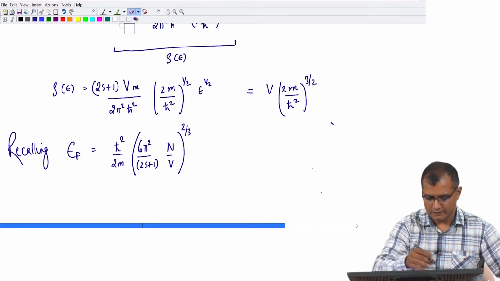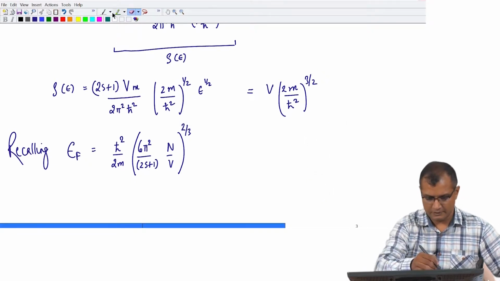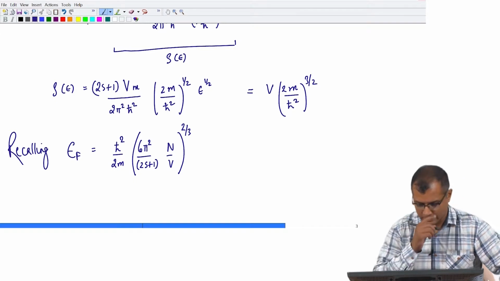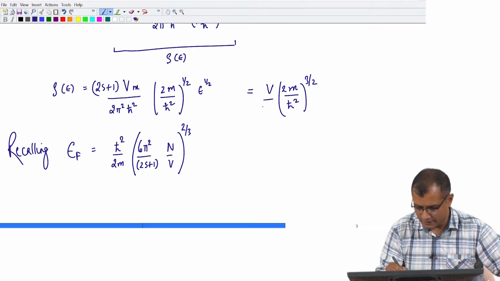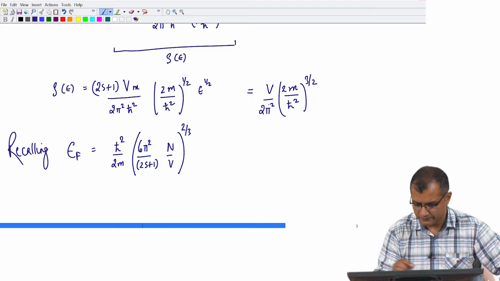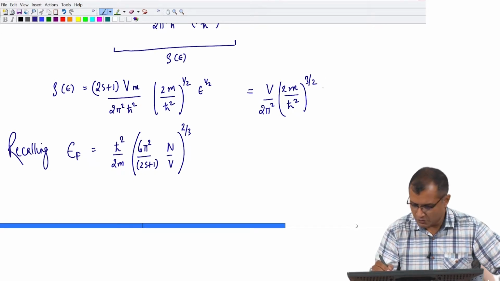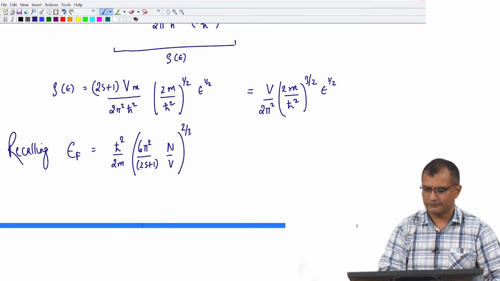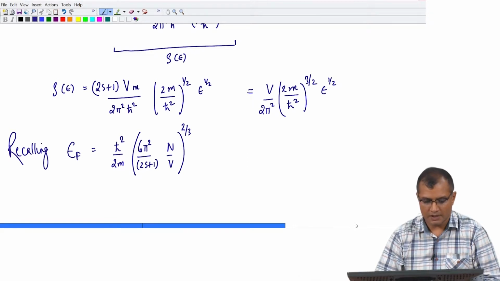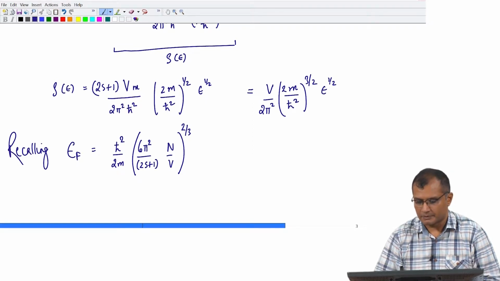and divided by 2 pi square into E raised to 1 half, okay, because there is an m by h cut square also, which I have taken inside the square root. So, it has become raised to 3 half. Okay.